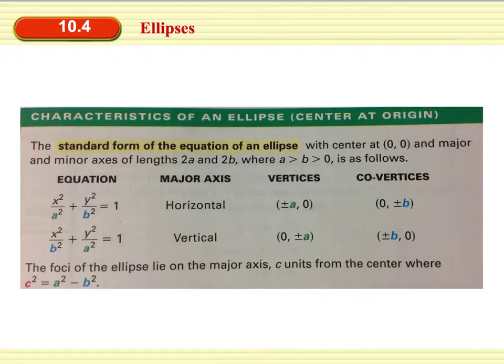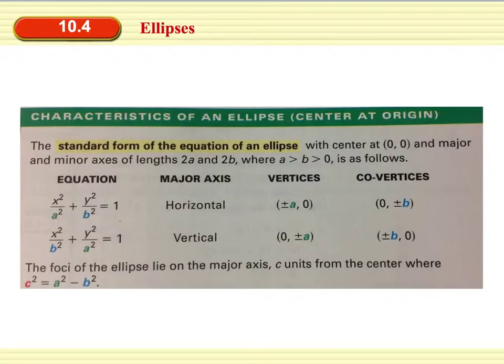Likewise, if I have a vertical major axis, where the longer side of the ellipse is going in the vertical direction, then we have x squared divided by b squared plus y squared divided by a squared equals 1. My vertex points are going to be at 0 plus or minus a, and my co-vertices are going to be at plus or minus b and 0.